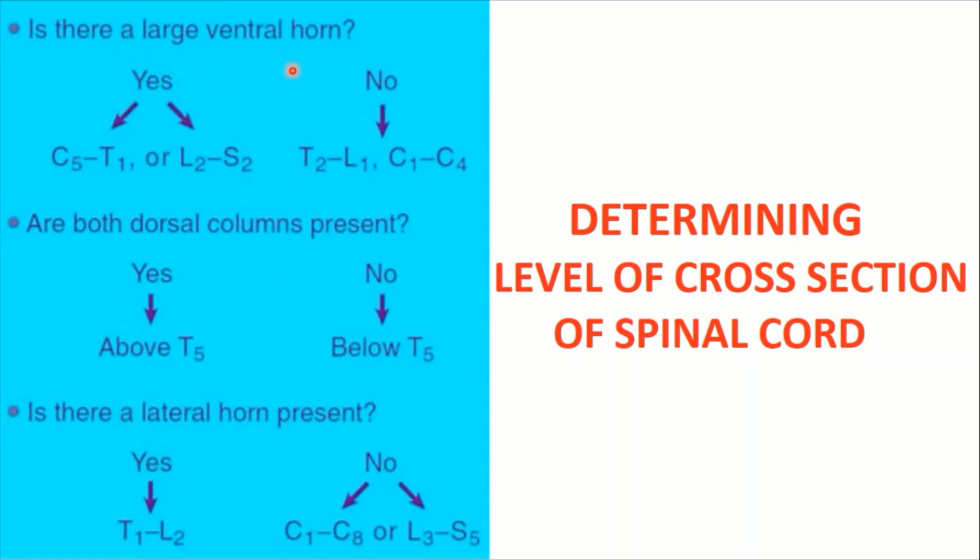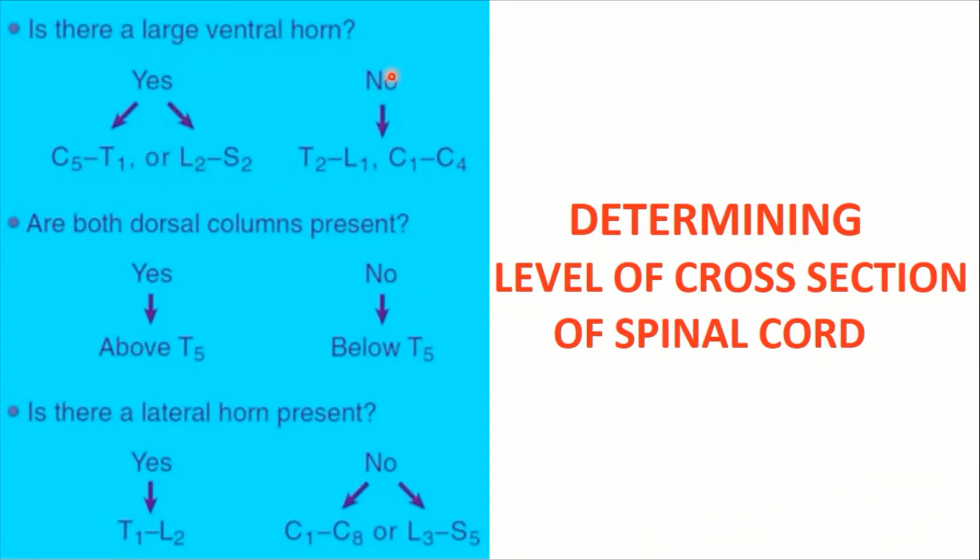So, is there a large ventral horn? You look for the anterior or ventral horn in the gray matter of the spinal cord. Is this large? Yes. The level would be C5, 6, 7, and 8 to T1, and then again L2, L4, L5, and S1 and S2, right? So that would be the large ventral horn. Obviously, this is the brachial plexus, and this is the lumbosacral plexus, right? So a large ventral horn will identify the level.